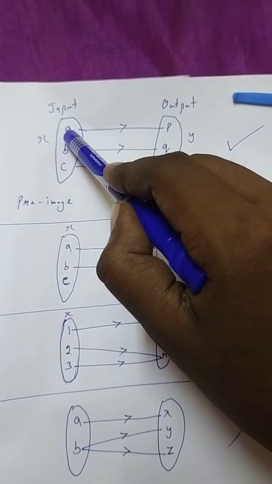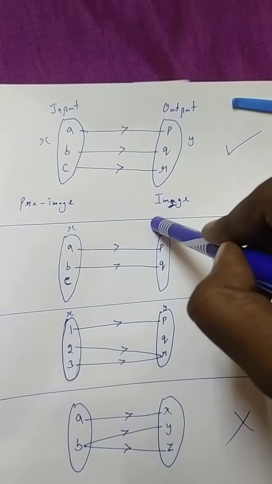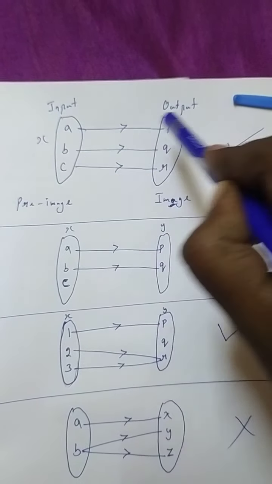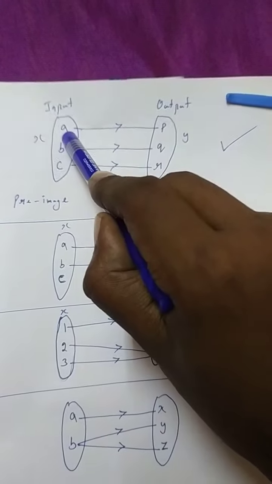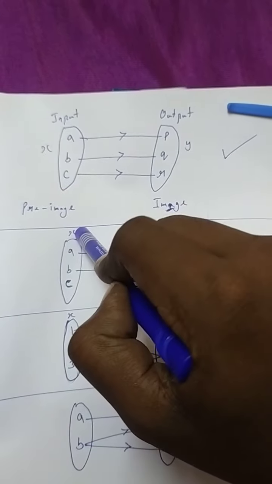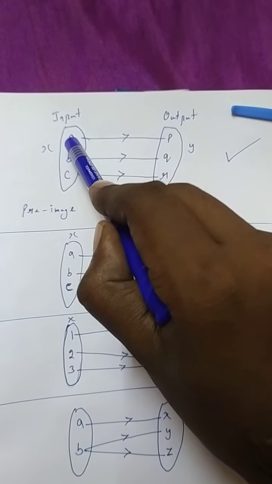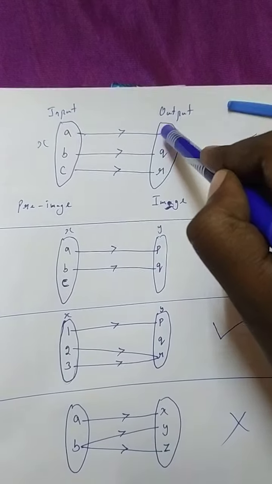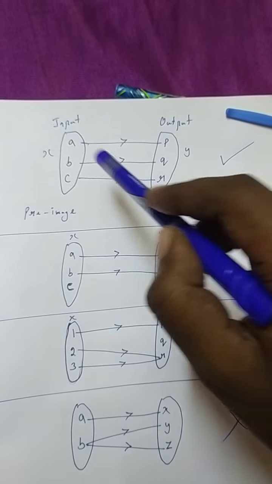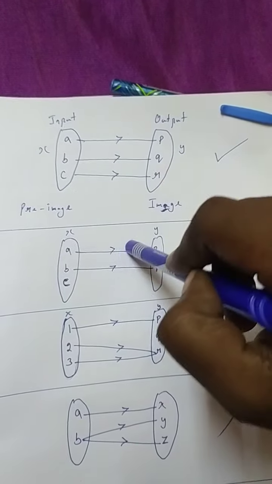If I give one input, here we have one output. This output is called the image. What is the image of A? Image of A is P. So what is the output of this input A? Image of A is P. These are called pre-images. What is the pre-image of P? It is A. So image of A is P, pre-image of P is A, vice versa, right? The output is called the image and the input is called the pre-image.